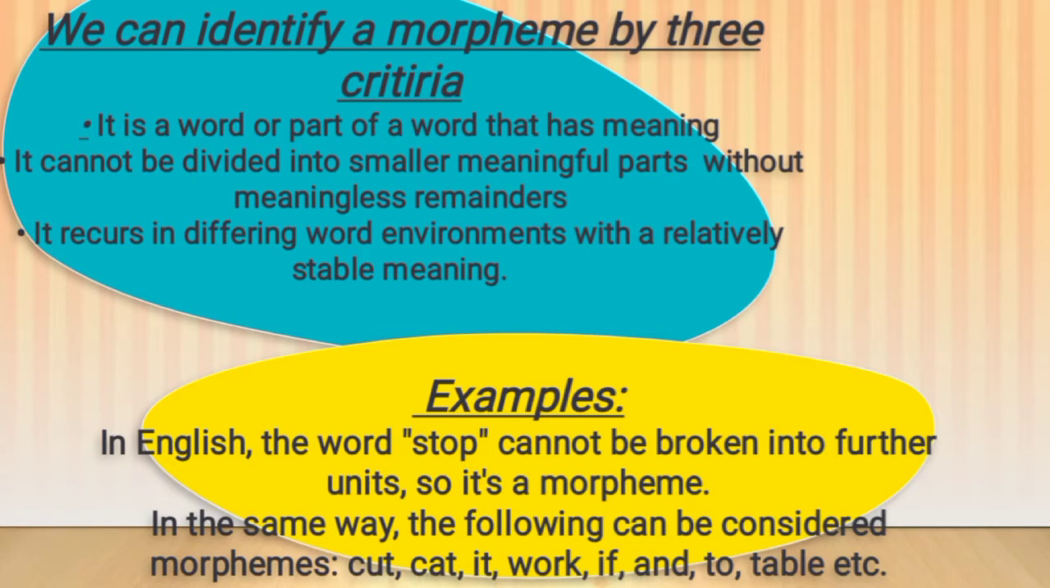For examples, in English, the word stop cannot be broken into further units, so it's a morpheme. In the same way, the following can be considered morphemes: cat, it, work, if, and, to, table, etc., and many more.